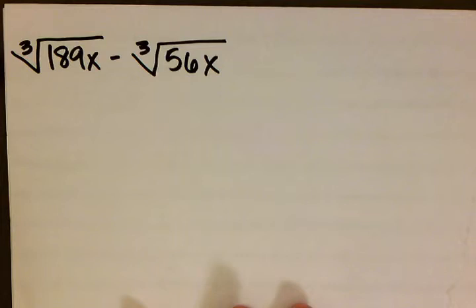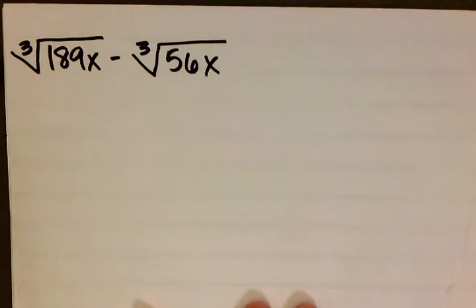This question is about subtracting. We have the cube root of 189x minus the cube root of 56x. Here we're looking at cubes. So we have to think about 2 cubed is 8, 3 cubed is 27, 4 cubed is 64. If we get our minds thinking about that, this sort of helps these problems along quicker.